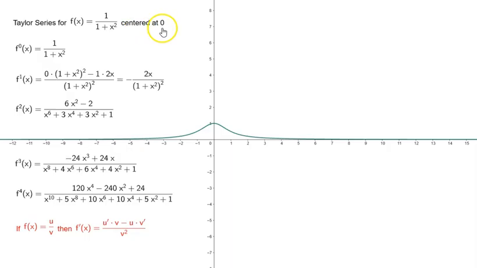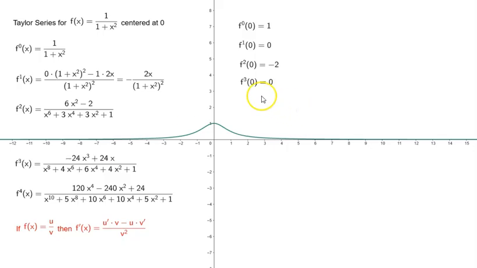Since it is supposed to be centered at 0, we have to take the derivatives at 0. The 0th derivative at 0 is 1. If you make x equal to 0, 1 by 1 is 1. First derivative at 0: x becomes 0, which means the numerator becomes 0, so the first derivative at 0 is 0. The second derivative at 0: if you notice, all these terms will become 0. You'll be left with minus 2 by 1, which is minus 2.